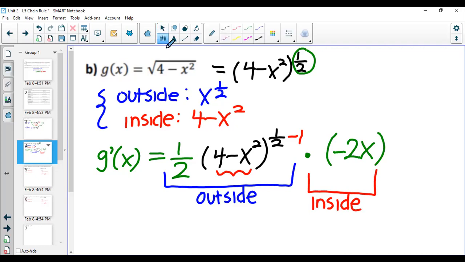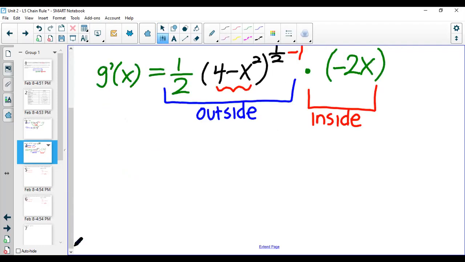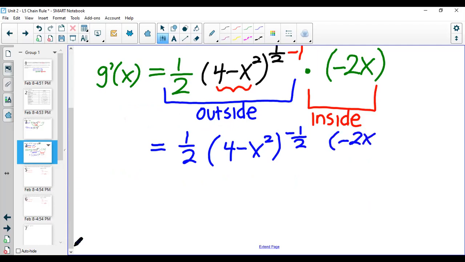Now let's rewrite this as one more step. So I have essentially 1/2 times 4 minus x squared, to the power of 1/2 minus 1, which gives me negative 1/2, times negative 2x. Now, watch carefully what happens. This negative is related to the brackets only. That means that's going to move down to the denominator. Anything with a negative exponent needs to be flipped, changed to a positive exponent.